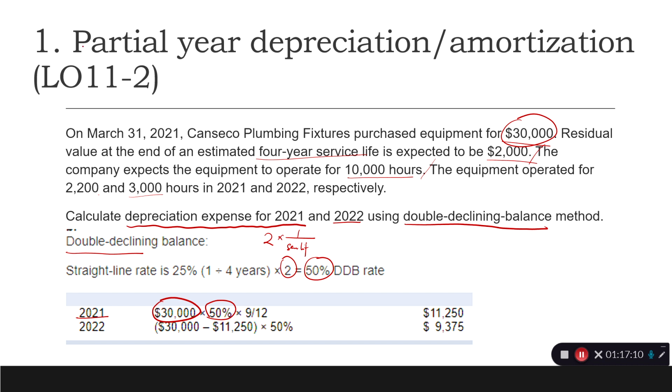However, be careful, we are doing partial year because this machine was bought on March 31st, 2021. Hence that means that you only have how many months? 9 months out of 12. Hence that 2021's depreciation cost is $11,250. And the 2022, you got into using the carrying value of the assets, right? Starting from 2022's January. So it will be $30,000 minus the depreciation will be the carrying value. Then you multiply the full year of 50%, which gives you 9,370.